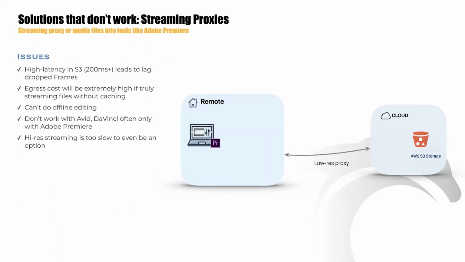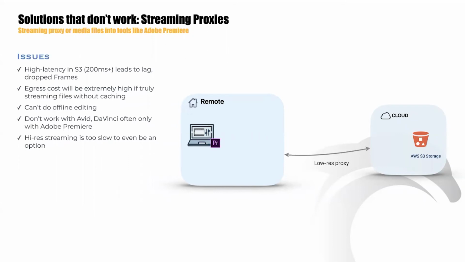The other problem with this approach, a true streaming approach, is offline editing. So how many times have you had issues where connections went down, internet was spotty, or you were working from a remote location or in the field? With a true streaming solution, you won't be able to do offline editing. And often these solutions are designed to work with a very specific set of NLEs like Adobe Premiere and maybe After Effects. But what we find is in many workflows, people use a variety of tools. They might be using Media Composer, they might be using DaVinci Resolve, and often there are no plugins to do streaming into those. And the high-res, that's not even an option. If you try to do this with high-res media, that would be so slow that you would give up.